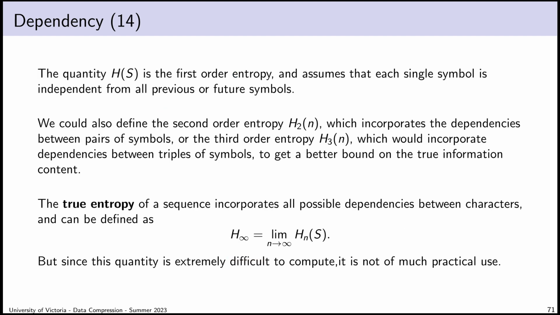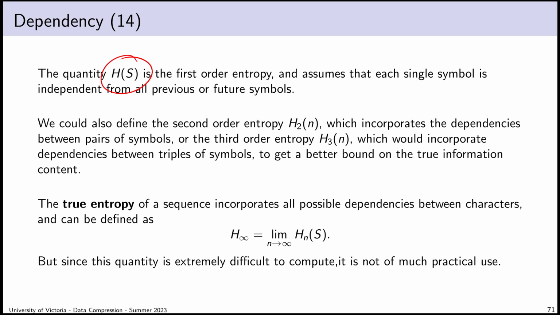And I want to just double back on that a little bit. So remember that I've called H of S the first order entropy, and that assumes that every single symbol is independent from all previous or future ones. There are no patterns. There are just random chances, because really entropy is designed as this measurement of sampling a single random variable that generates a symbol, that has an outcome.